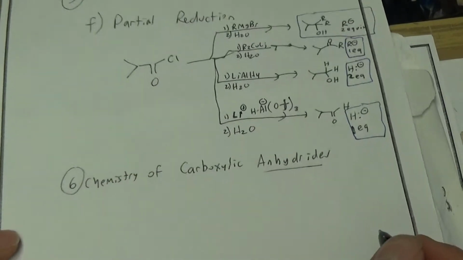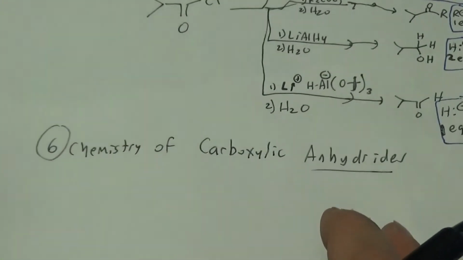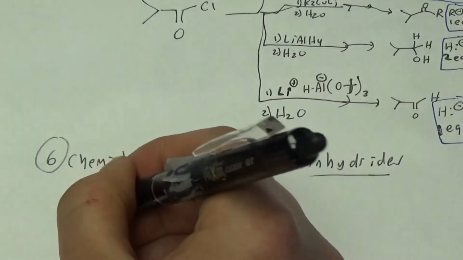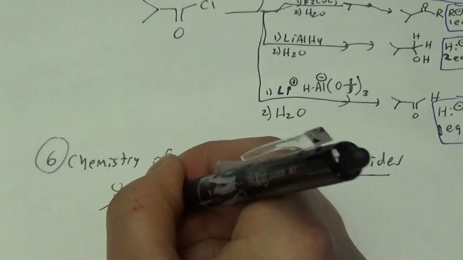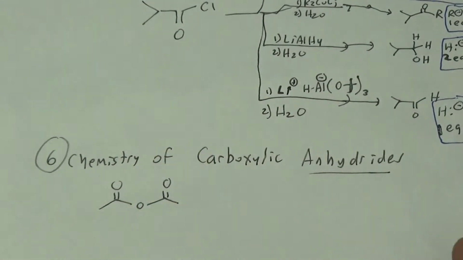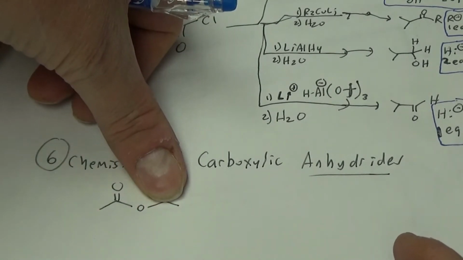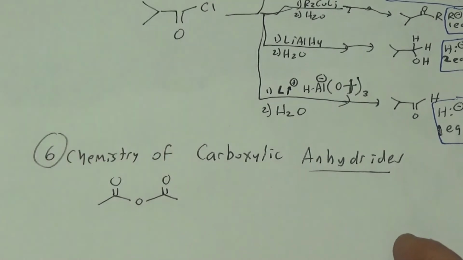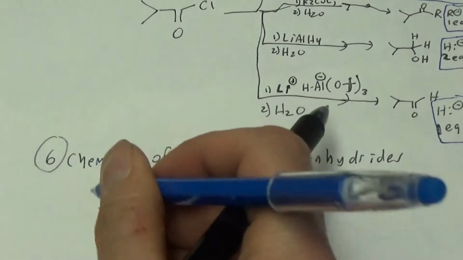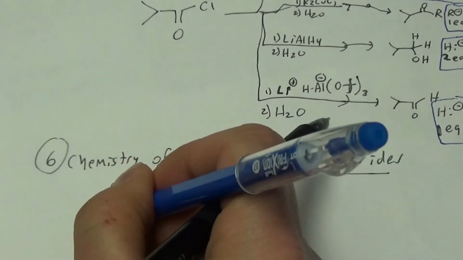It kind of looks like an ester, but on both sides almost. Here's an anhydride, right? Not an ester. If it was that, that would be an ester, an ethyl ester. But this is not an ester. It's an anhydride. This specific one is called acetic anhydride.